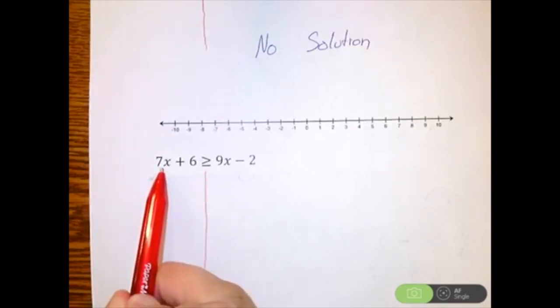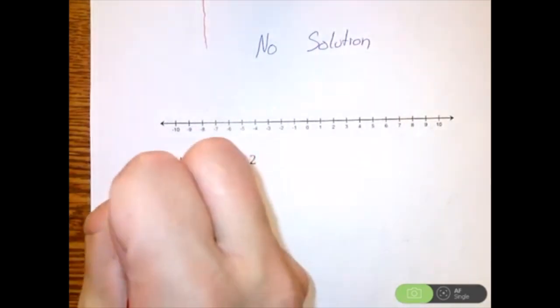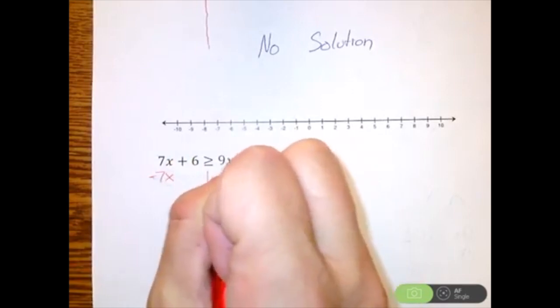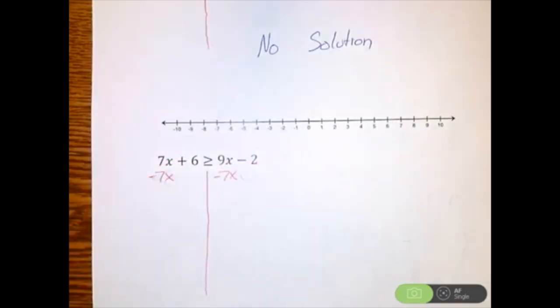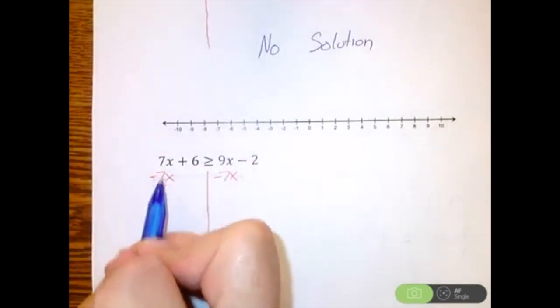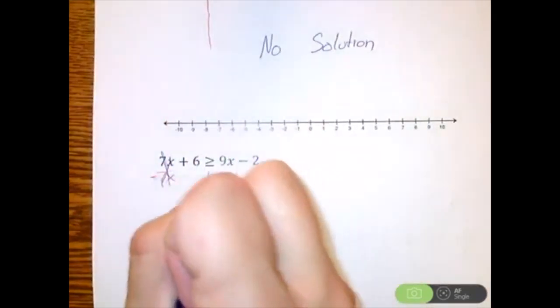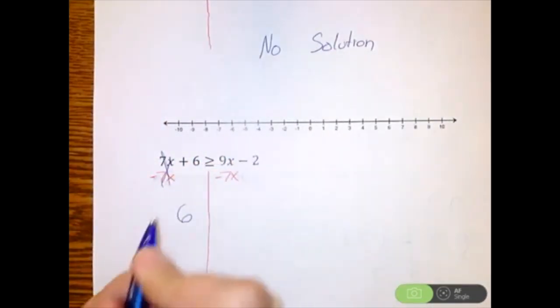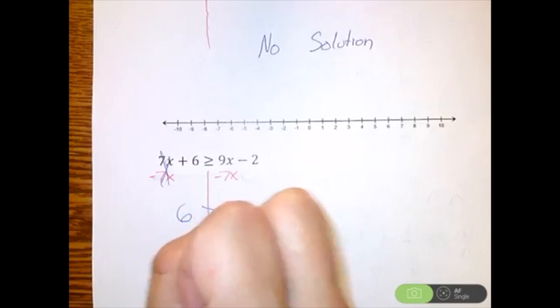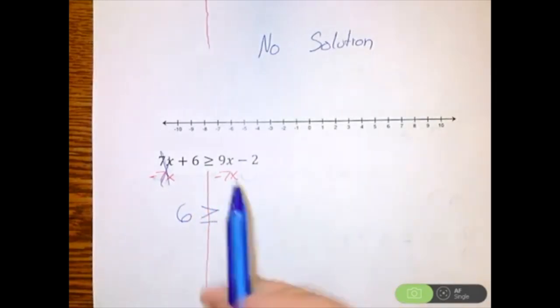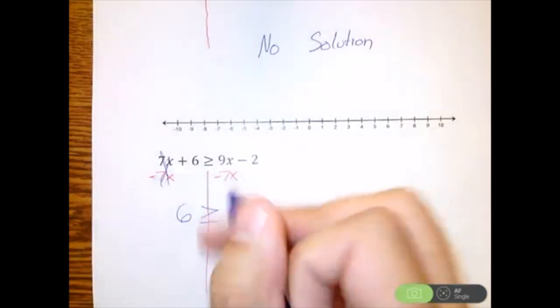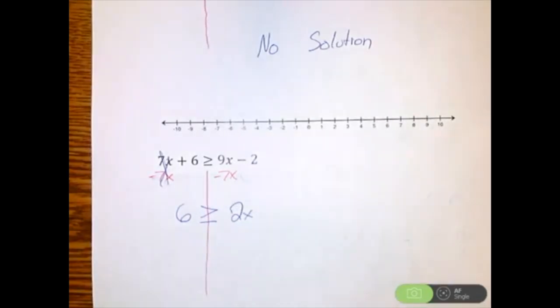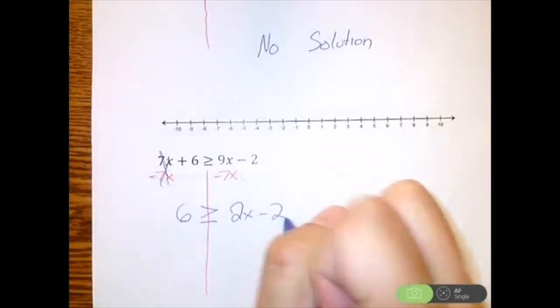So I'm going to move this 7x to the right side. I'm going to subtract 7x and subtract 7x. If we do that, 7x minus 7x is gone, so we get 6. Since I'm subtracting, that is not going to flip my inequality. On the right side, I have 9x minus 7x, which is 2x, and I still have a minus 2 there.